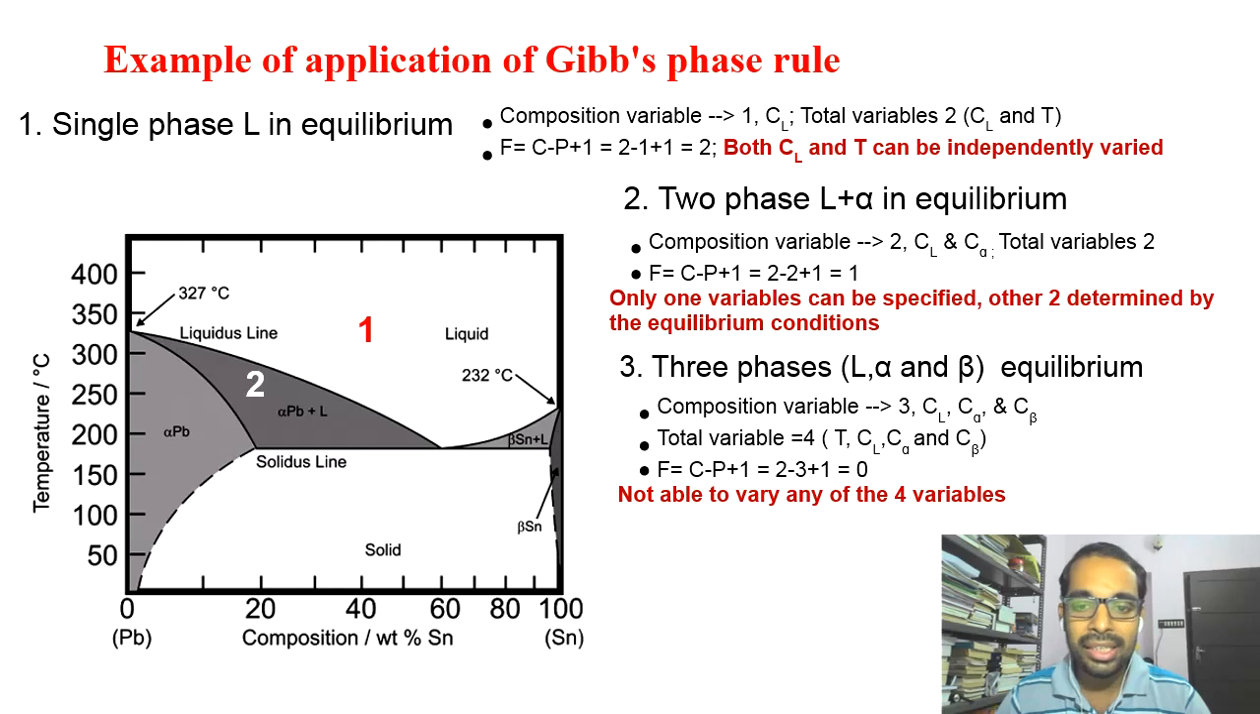Now we consider the three-phase equilibrium state. Three phases are in equilibrium, so that means we will have four variables.